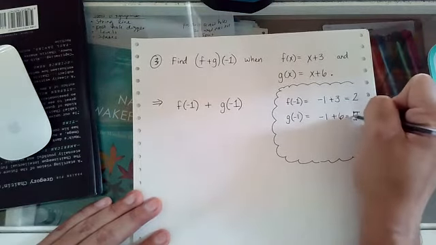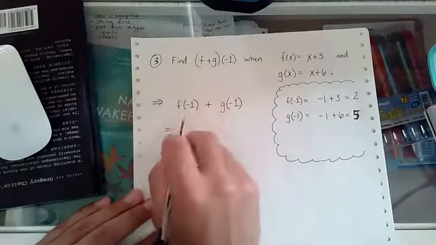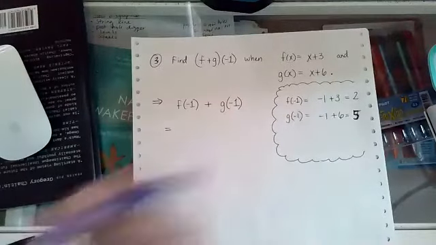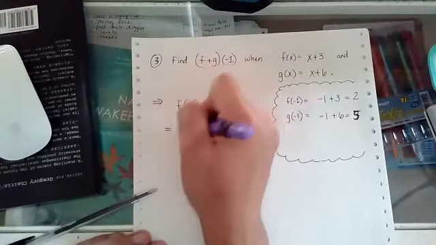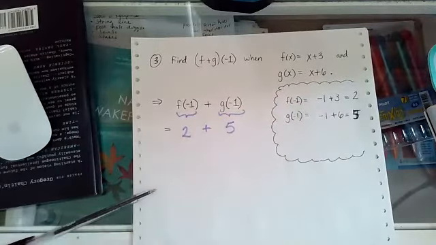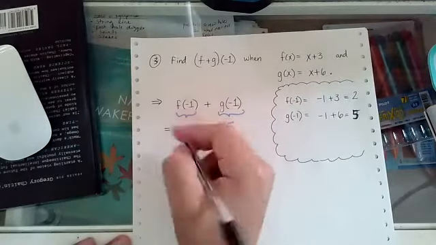And then we're just adding those values together. So f of -1 we found is just 2. G of -1 is 5. And we're adding those together. So this thing that they're asking us to find is just 7.